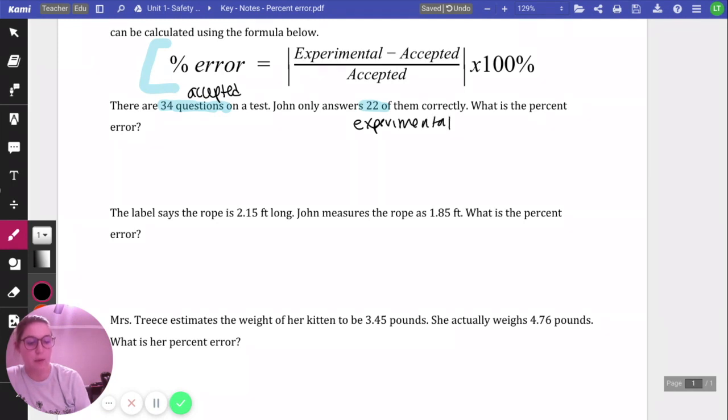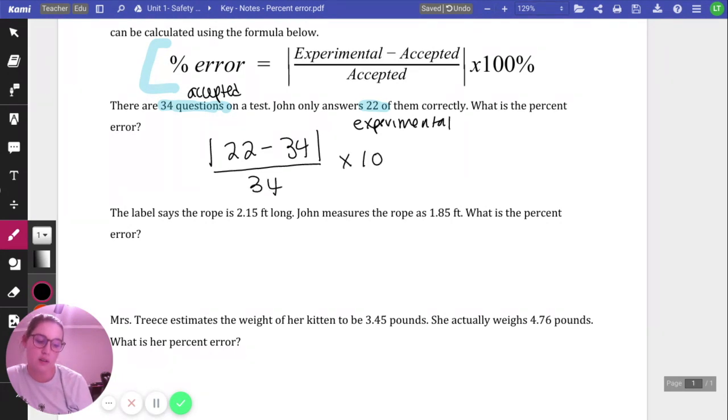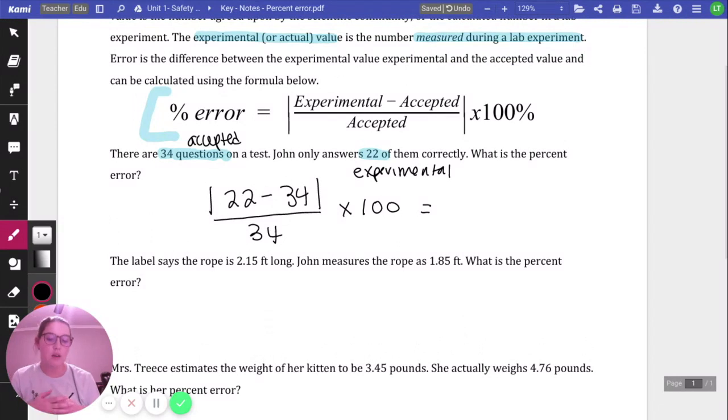All right, so now we want to know what our percent error is. So we have the absolute value of our experimental 22 minus our accepted 34, all over our accepted value 34, times 100. Now guys, this is a percent, and so with percentages we don't really use sig figs, so always just round to 2 decimal places. So go ahead and plug that into your calculator. 22 minus 34 divided by 34 times 100, and we end up with 35.29%.